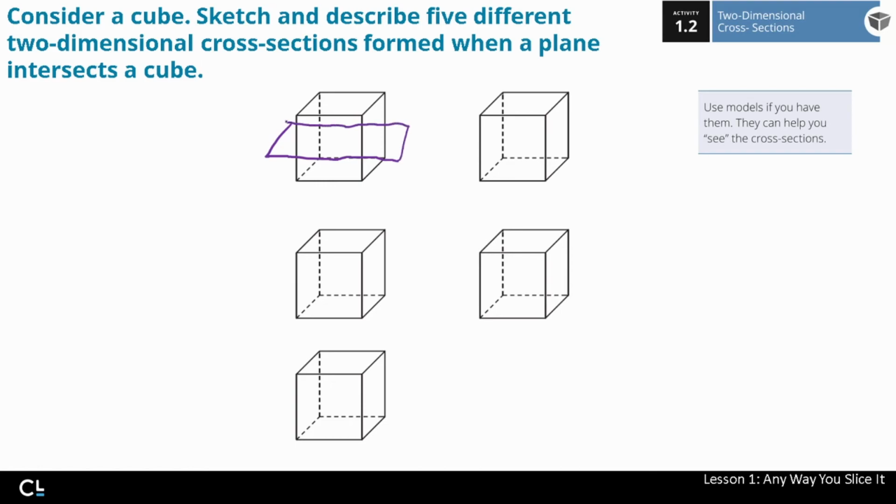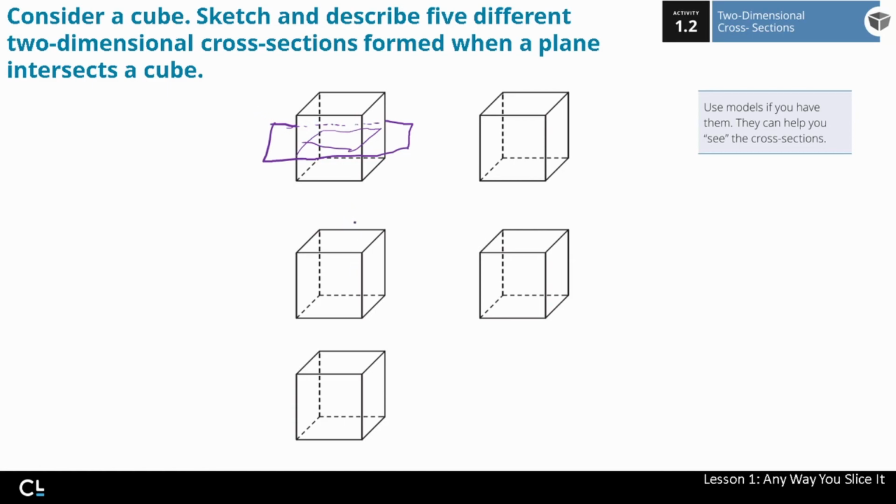Right down the middle. Actually, let me try to do this so it looks a little more three-dimensional. We're cutting it in front and back. Just like that, right? There it is. We cut it right down the middle. It's going to give us a square right in the center of this cube.